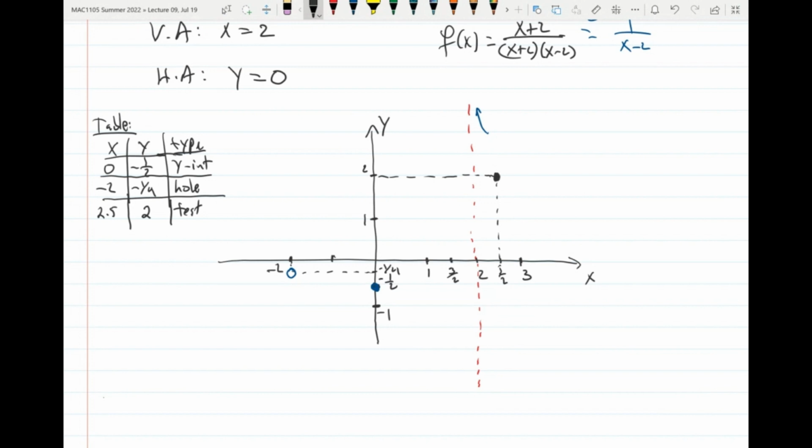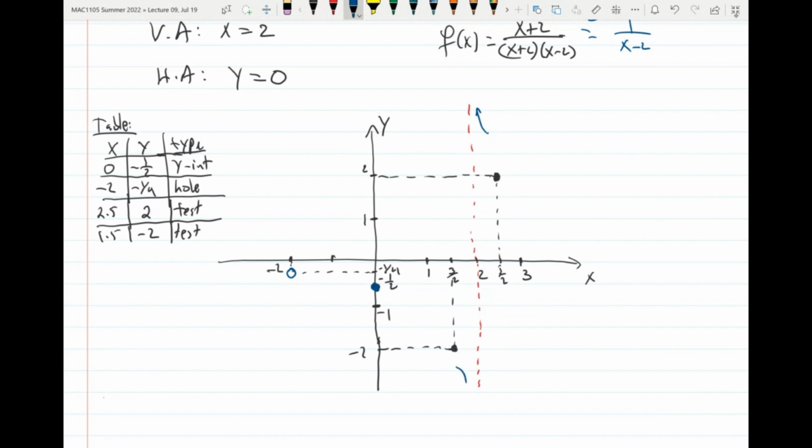So if I put 1.5 in here, I'm going to have -0.5, which is -1/2, and then 1 over -1/2 is -2. So if I put 1.5, I get a -2. This is another test point. So that means that it's going to be down here.